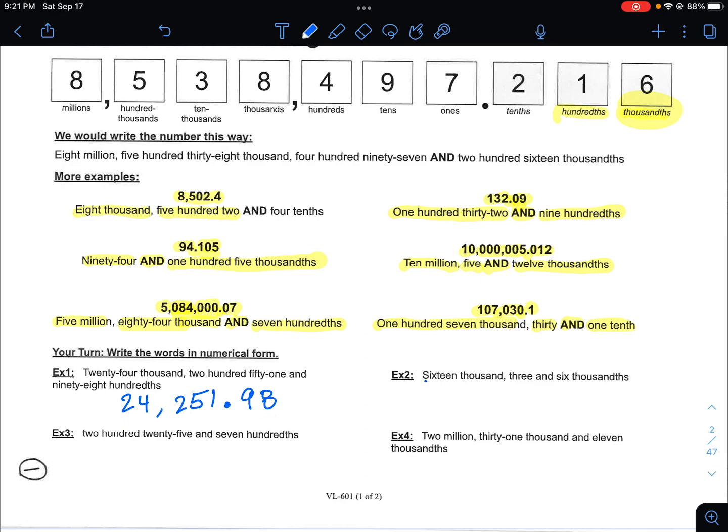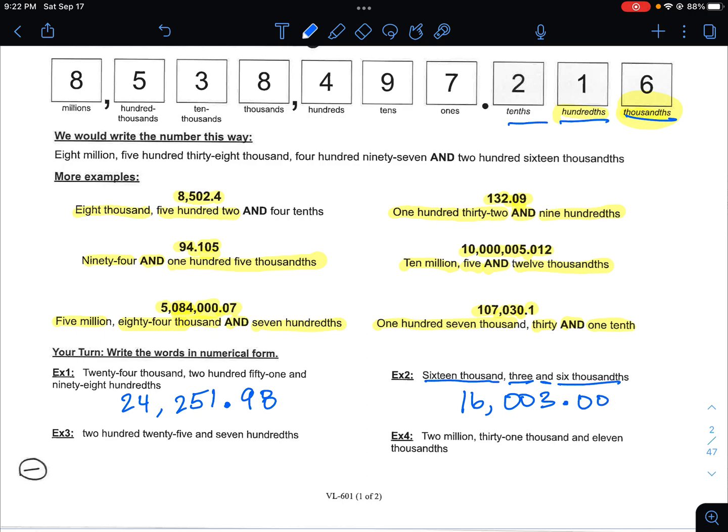All right, let's do 16,000. So 16, again, in the thousands place. 3, okay? So 3, not 300, but 3. So the next section is just 3. And, decimal point, 6 thousandths. Well, thousandths means there should be 3 decimal places. So it's just 6 thousandths.